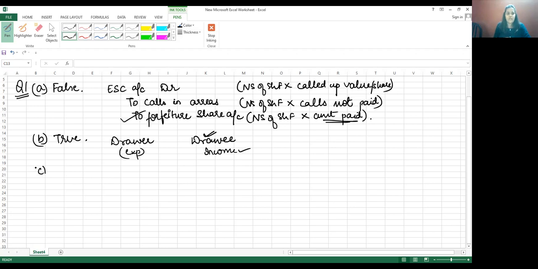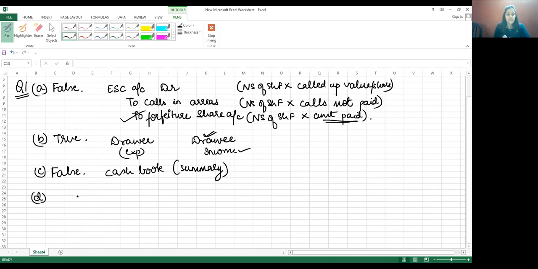Next one, receipts and payments account highlights incomes and expenditure. Obviously, this is false. Receipts and payments account is your cash book, or can I say it is a summary of the cash book. So therefore this is false.